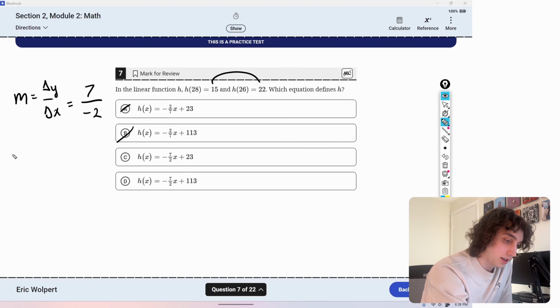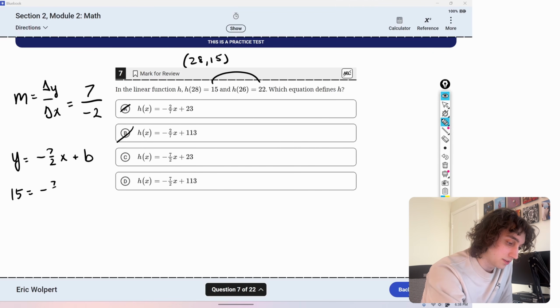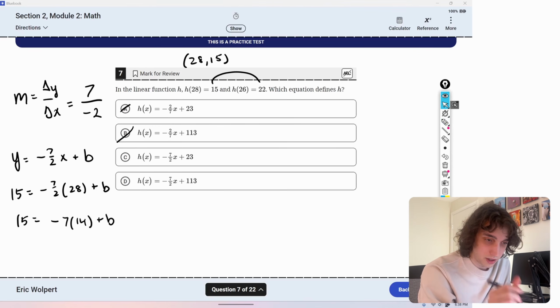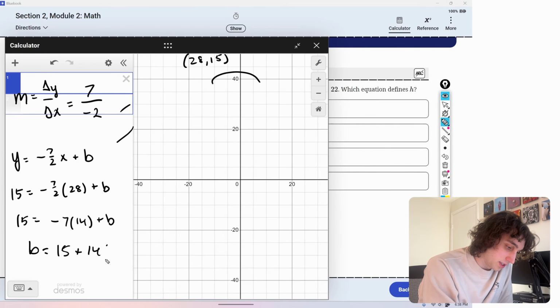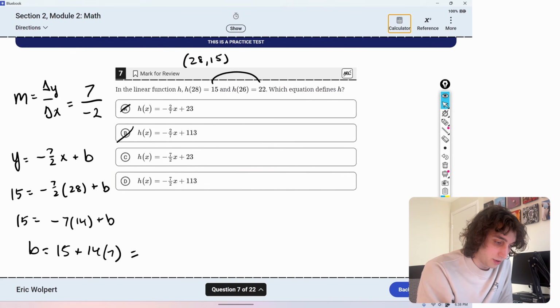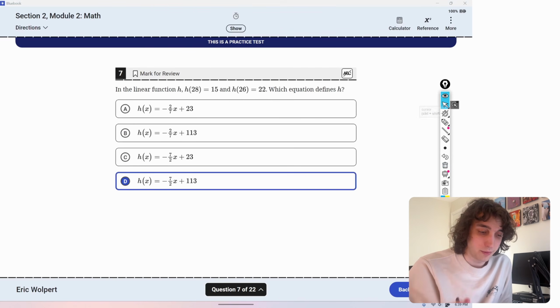And then to solve for the y-intercept, we can simply take our equation and plug in one of these points. Let's plug in the point 28, 15. So 15 equals -7/2 times 28 plus b. That's going to be 15 equals -7 times 14 plus b. And then we can use Desmos to say b is going to be 15 plus 14 times 7, which is probably 113. It's probably not going to be 23. However, I don't recommend you solve it by hand.